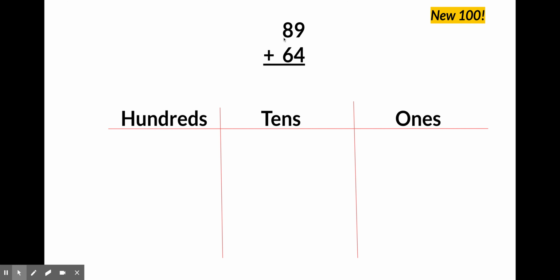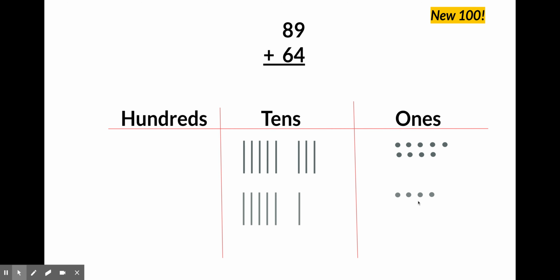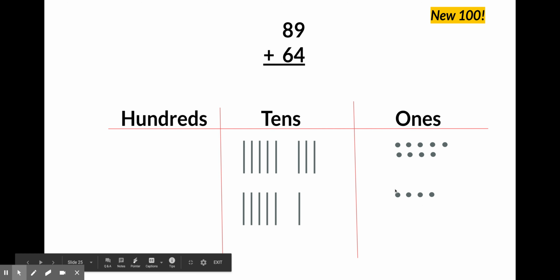Watch me. 89 plus 64. So I know that 89 is 8 tens and 9 ones. So I'm going to draw that in my place value model. 8 tens is 80 plus 9 ones is 9. I'm going to do the same thing with my 64. I have 6 tens and 4 ones. 60 plus 4. Now I'm ready to add.